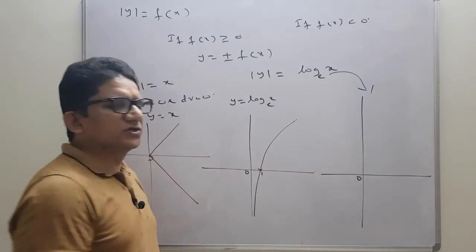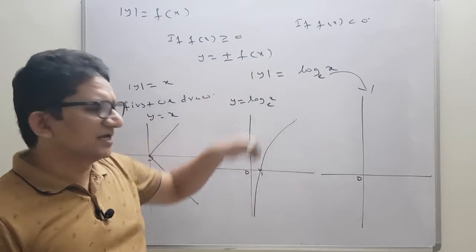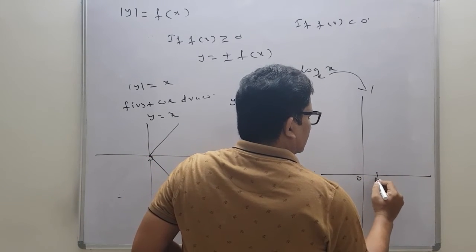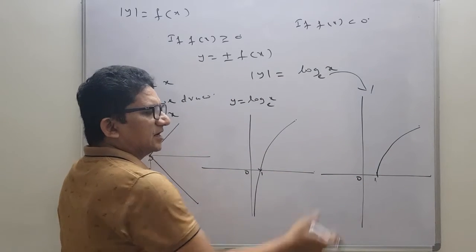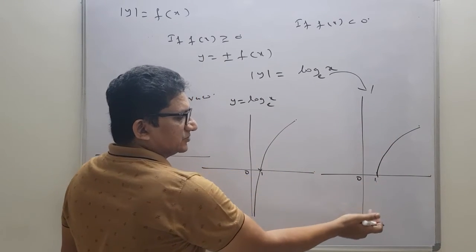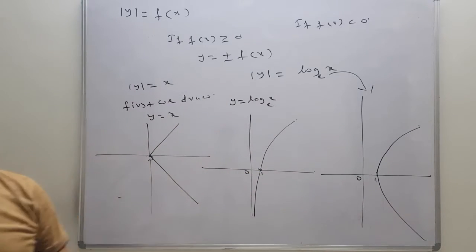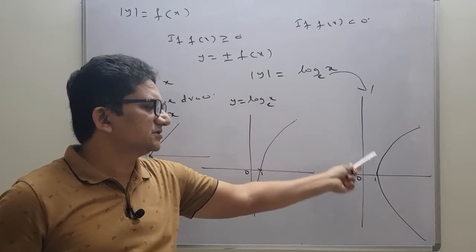Now here, according to the theory, we need to take the graph which lies above the x-axis. That means from the point 1, this graph we will take. And now take the reflection of this portion, so we will get something like this type. That's it. This is your graph. So this is the graph of mod y equals log x to the base e.